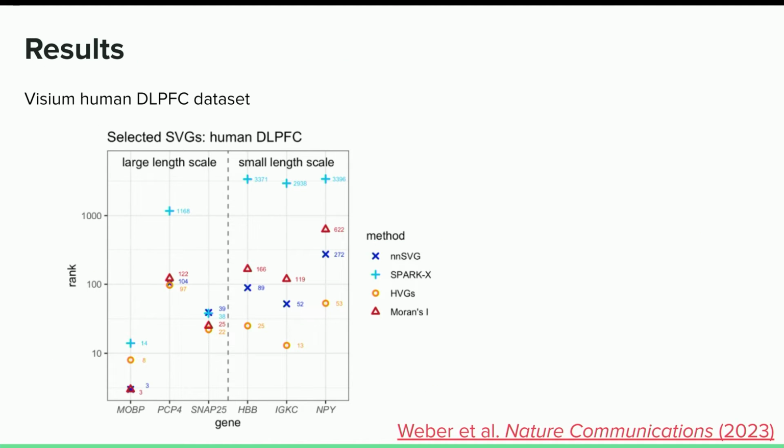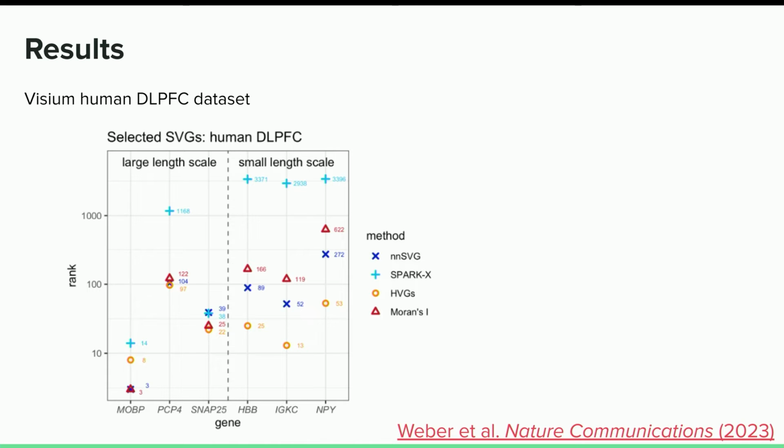Okay, so how does it perform? So we went back to our same 6 genes here. These are the layer associated genes, and these are the genes that are associated with immune and blood. And what you can see is our approach, NNSVG, works really well, but also highly variable genes works really well too, turns out, which was kind of a surprise to us, but also not really.